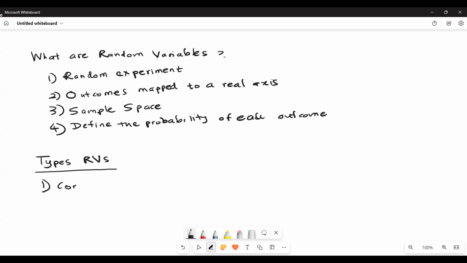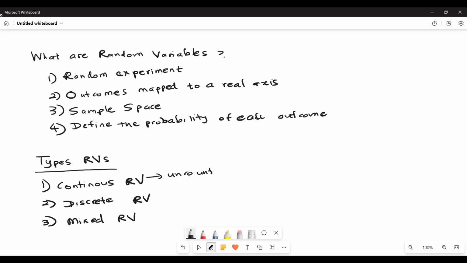So one is the continuous random variable, and then the discrete random variable, and thirdly, mixed random variable, right? So continuous random variable has uncountable outcomes, right? The outcomes from this experiment are uncountable. So we can define the sample space, but there are uncountable outcomes in that sample space.